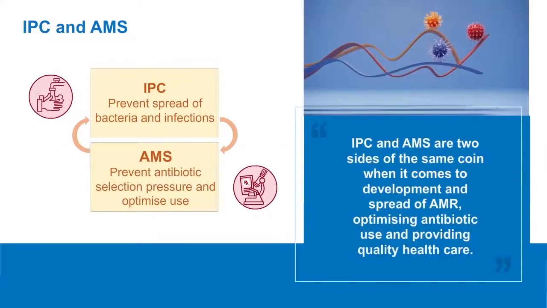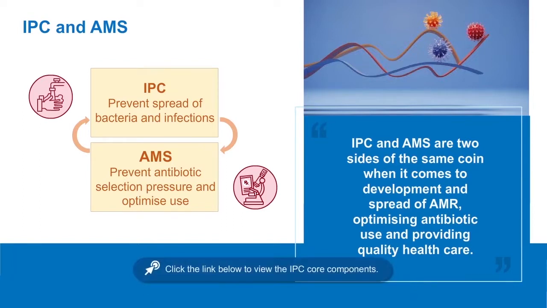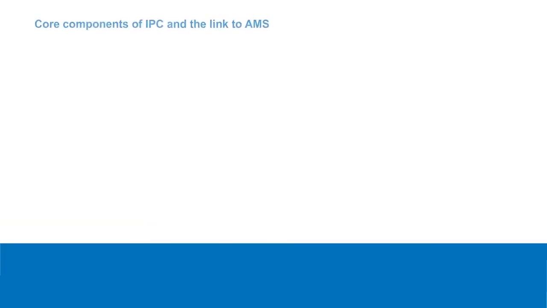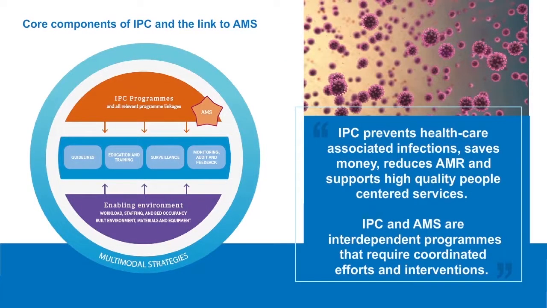IPC and AMS are two sides of the same coin when it comes to development and spread of AMR, optimizing antibiotic use and providing quality healthcare. IPC prevents healthcare-associated infections, saves money, reduces AMR and supports high-quality, people-centered services. IPC and AMS are interdependent programs that require coordinated efforts and interventions.